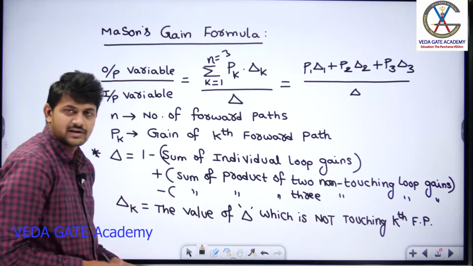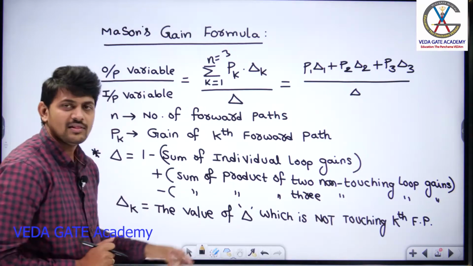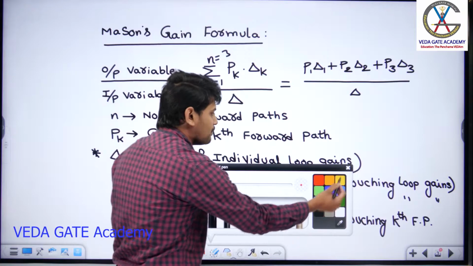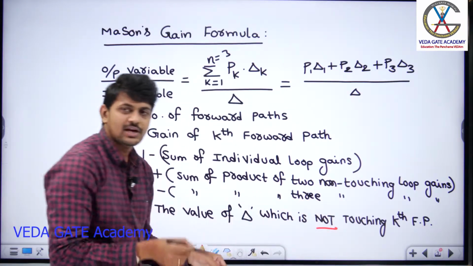Whereas the last one is delta k. What is the meaning of delta k? The value of delta which is not touching. Here the term not is very important: not touching the respective kth forward path.